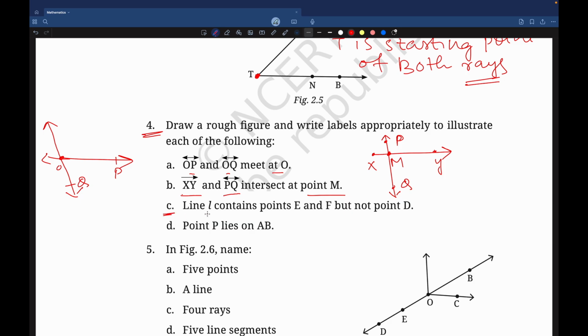Now next question C. Line L contains points E and F but not point D. Let us draw a line L. This is a line L. It contains points E and F but not point D. So point D is not on the line. Next question D. P lies on AB. That means this is AB and point P lies on AB.